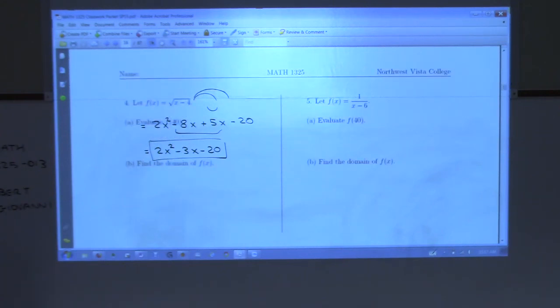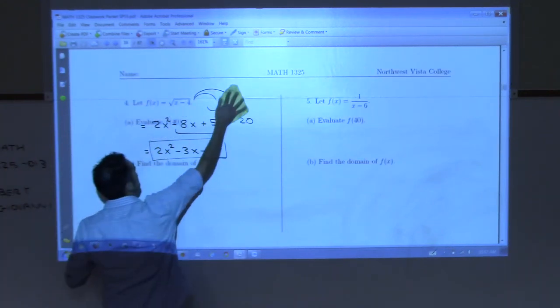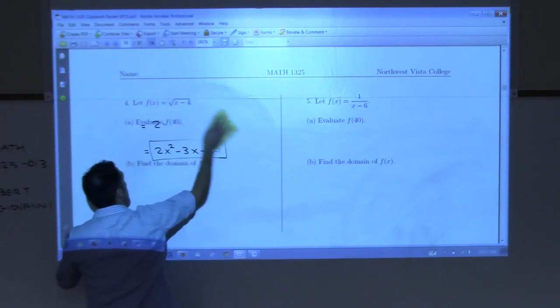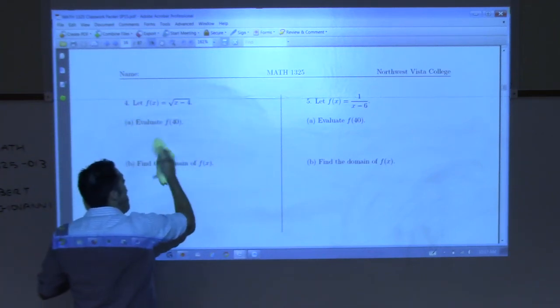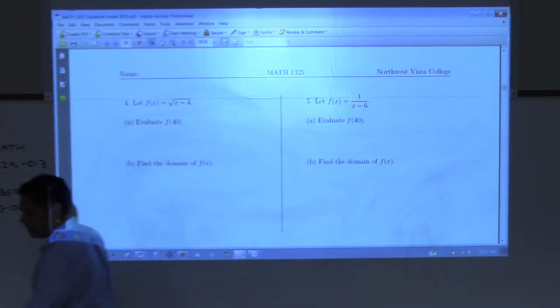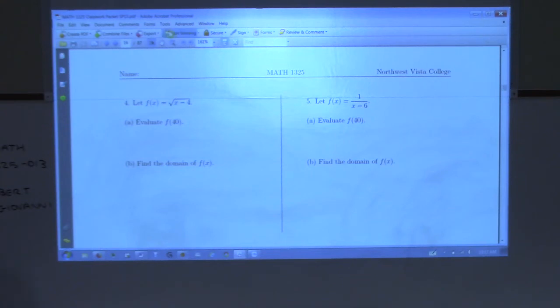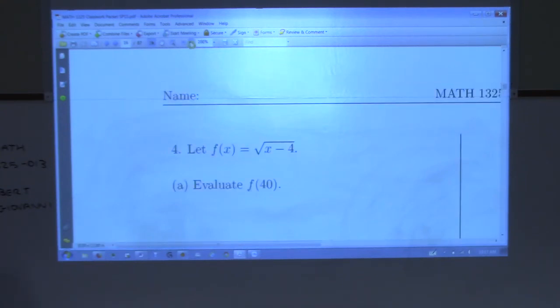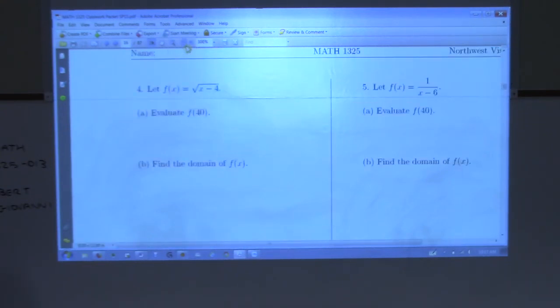Let's move on to 4. All right. So this might look crazy to you. You're like, okay, I see a square root. I don't like square roots, whatever. But let's just look at what it's asking us to do. Evaluate f of 40, right? Is that what it says?